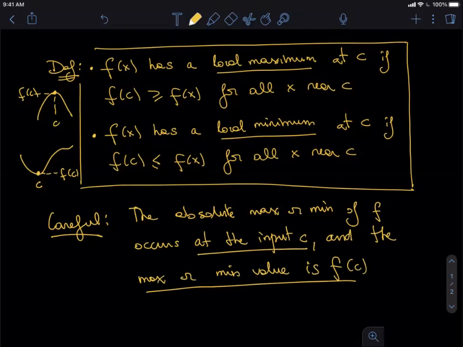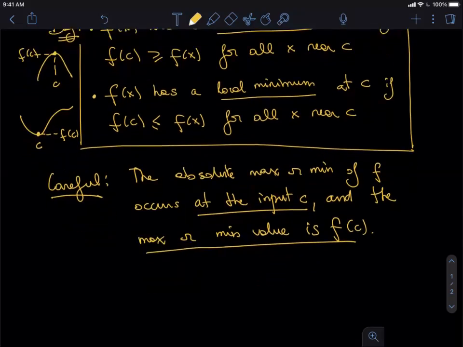Okay, so we need to distinguish very well what is, when we ask the minimum value of the function or the maximum value of the function, we are asking about f of c. When we want the maximum or minimum point, we want the input c. Okay, we need to be very clear about that.